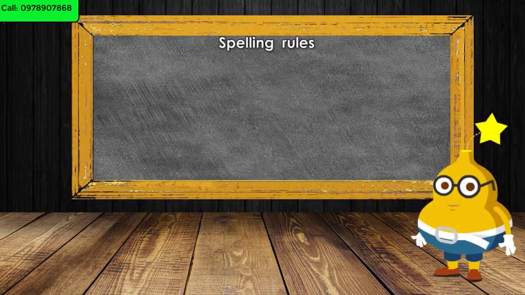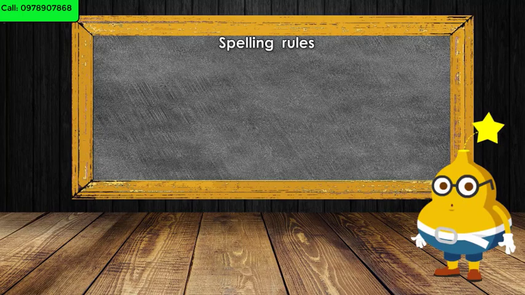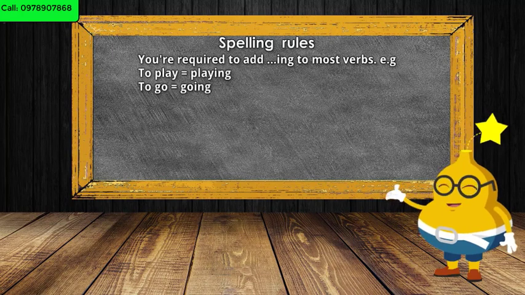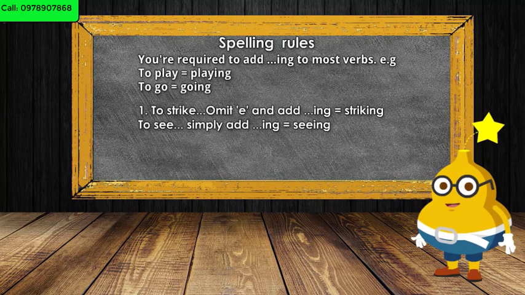Writing sentences in the present continuous form will require you to add ing to most of the verbs. However, there are specific spelling rules that apply to some verbs. The first rule is that if the to form of the verb ends in single e, we omit e and add ing. However, if the verb ends in double e, we simply add ing. For example, to strike becomes striking, and to see is written as seeing.